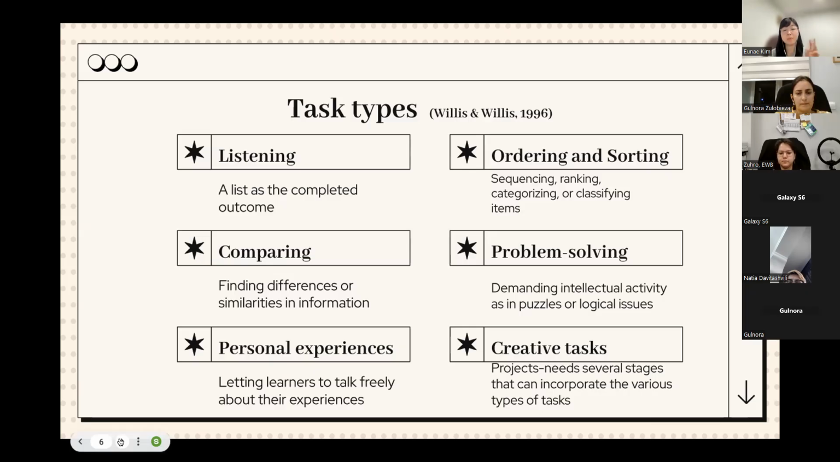Creative tasks can be like a project. Somebody mentioned that, a project, right? And often involving several stages that can incorporate various types of tasks above and can include the need to carry out some research. Yeah, so let's try a simple task.